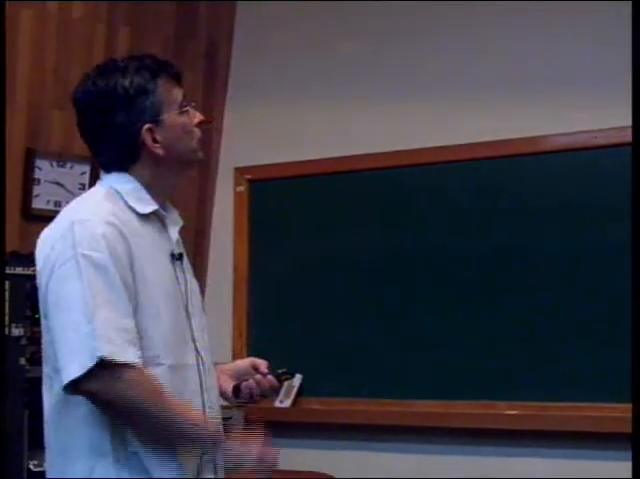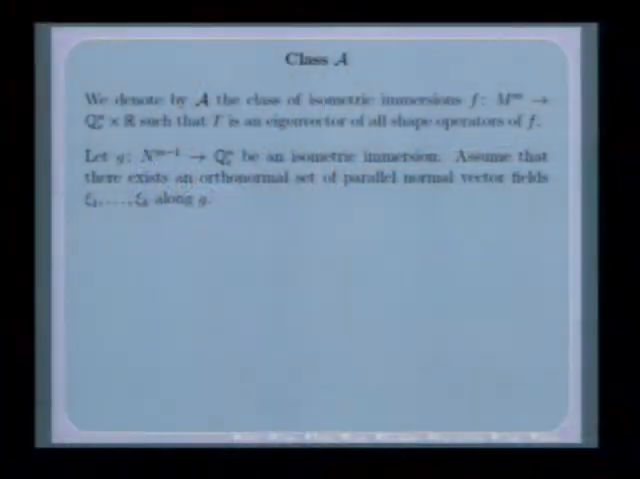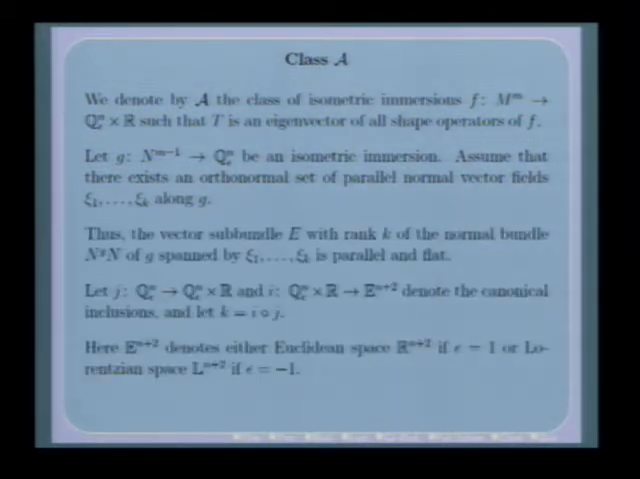Let me show you how to construct such submanifolds. So we start with a submanifold of the base space, which admits an orthonormal set of parallel normal vector fields. In particular, you can take it as a submanifold with flat normal bundle. And in fact, that property is not too far from this other one. Then, of course, the vector subbundle spanned by those vector fields is parallel and flat.